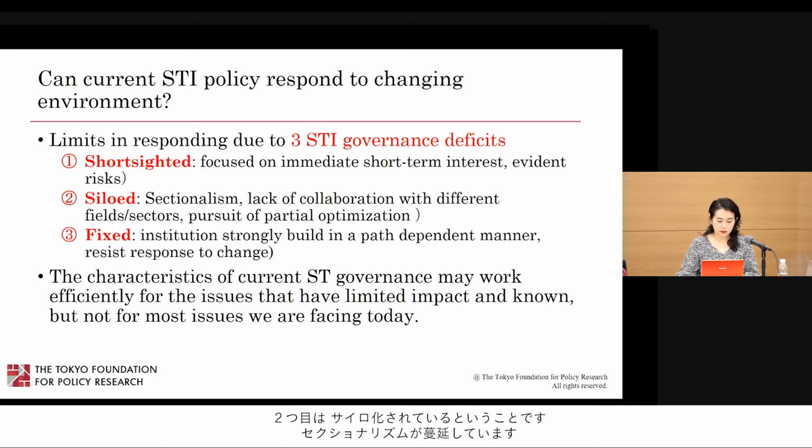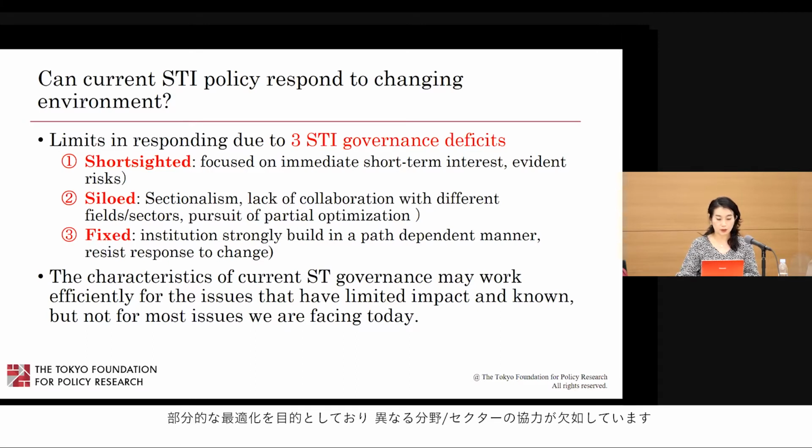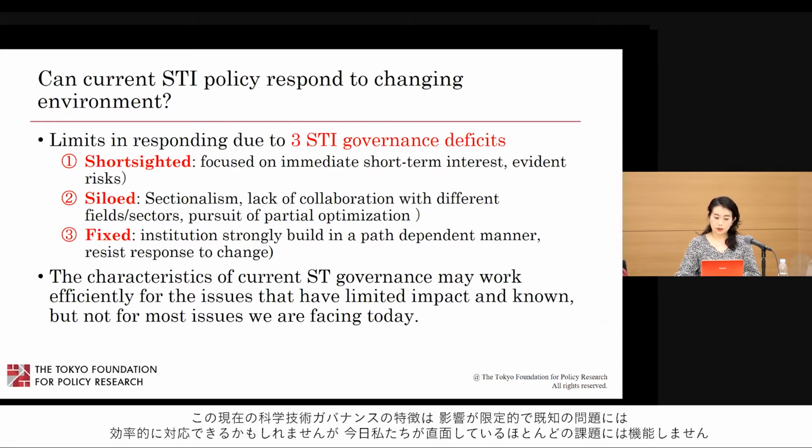Second, it is siloed. Sectionalism is prevalent. There is a lack of coordination between different fields and sectors in pursuit of partial optimization. Third, it is fixed. Institutions are strongly built in a path-dependent manner and are difficult to change in response. These kinds of characteristics of current science and technology governance may work efficiently for issues where the impact is limited and known, but not for most of the issues we are facing today.